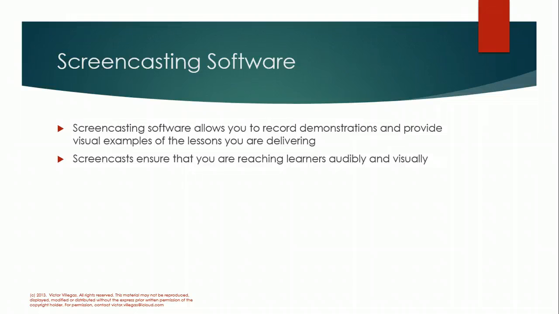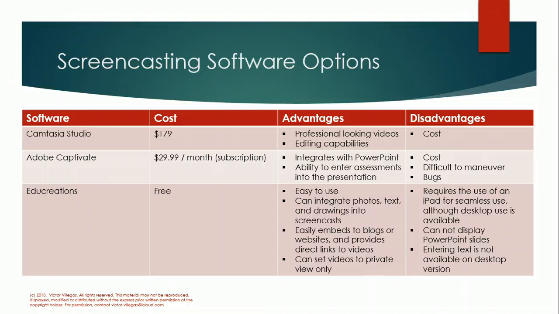Now, there are a couple of options for screencasting software. I'm going to list them here. The first thing is Camtasia Studio. Now, it is very pricey. It's $179 to use that software. It creates professional-looking videos. You can edit the videos. You can do all sorts of things with it. But the biggest disadvantage to it is, of course, the cost. And it's a huge amount of money to pay for software.